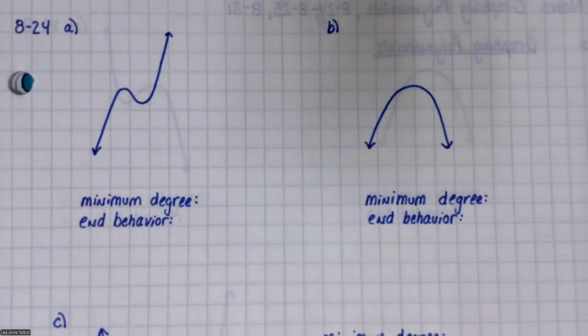Mrs. Abbott, why did you do number 25 and then number 24? Because it's taught better that way.